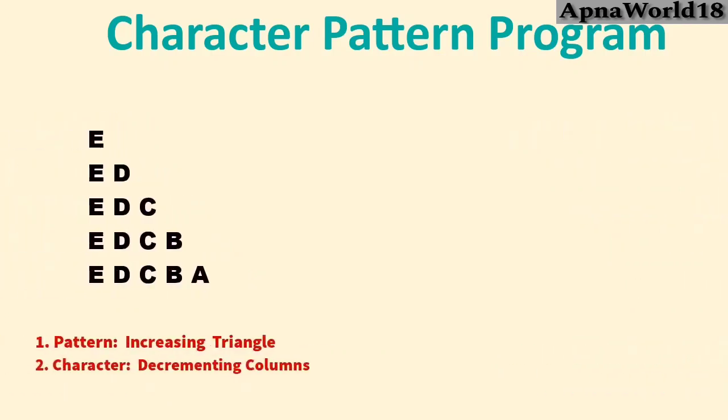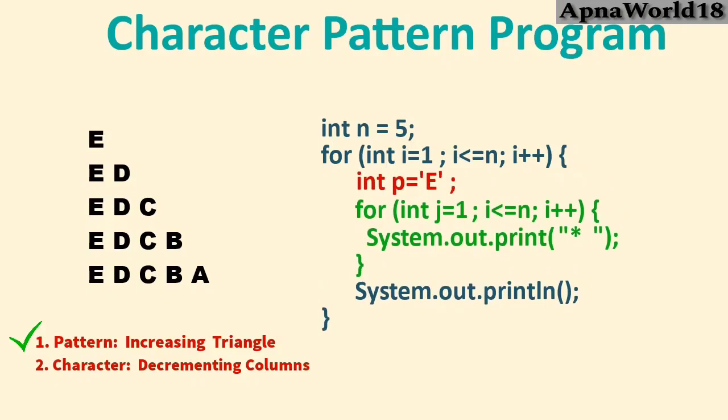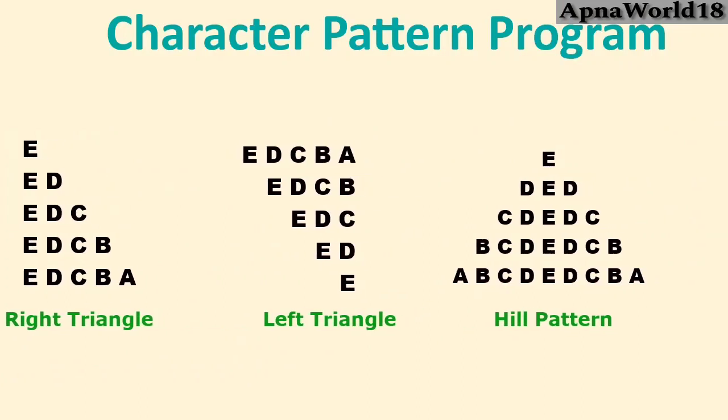Now when the starting character is the same, it is very easy and similar to what I have shown in the incrementing pattern. You will just set P to the starting character, which is E in this pattern, and then replace all star with P minus minus typecasted to char. This logic will work for all pattern shapes.